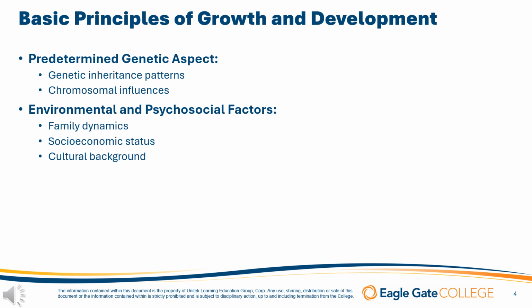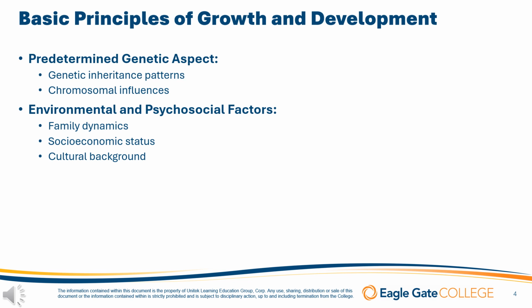Humans have 23 pairs of chromosomes, which are structures that hold our genes. Sometimes there can be abnormalities in the number or structure of chromosomes, which can impact growth and development. For example, Down syndrome is caused by an extra copy of chromosome 21. Chromosomal abnormalities can lead to various physical and developmental challenges.